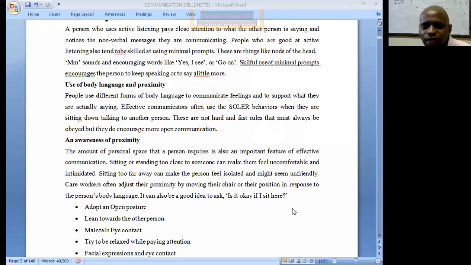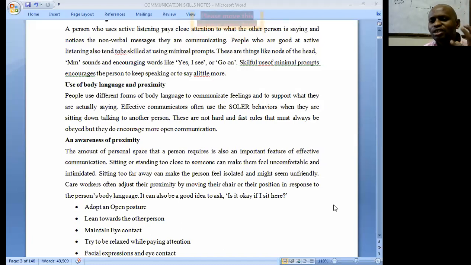So some of those things that are very critical when you're talking about proximity. Number one, you need to adopt an open posture. You must be able to adopt a posture that is very open, a posture that you are also free in when you are talking to the other party. You also do not need to lean towards the other person. You must be able to maintain free space. Don't lean on another person. It is a very unofficial way of talking about proximity.